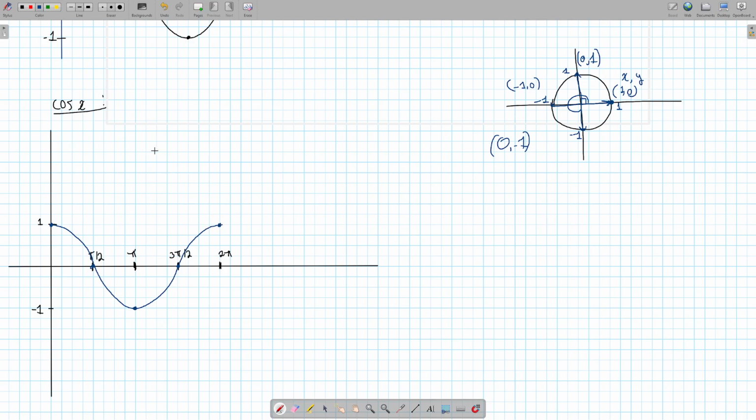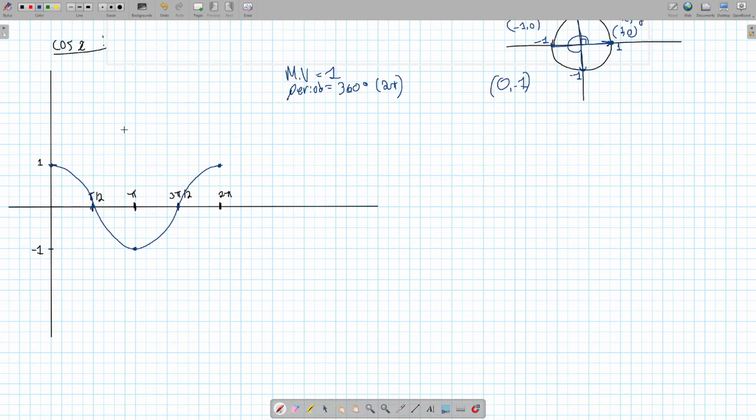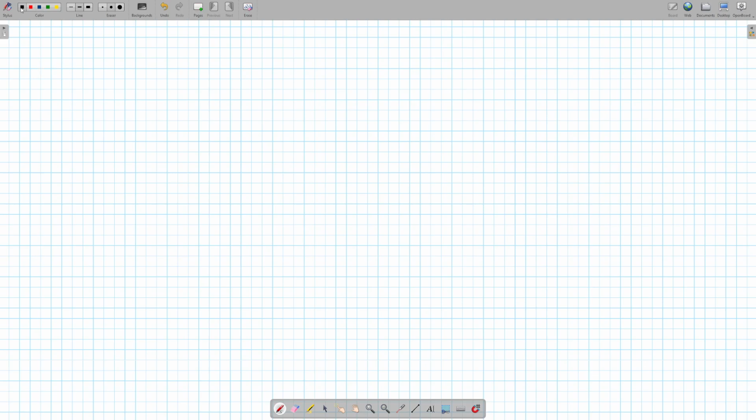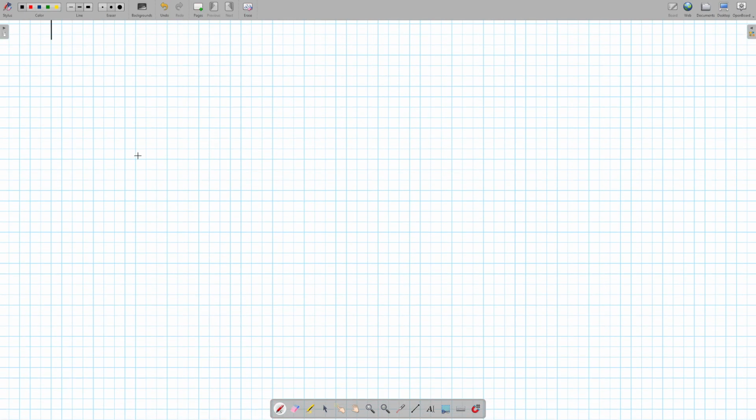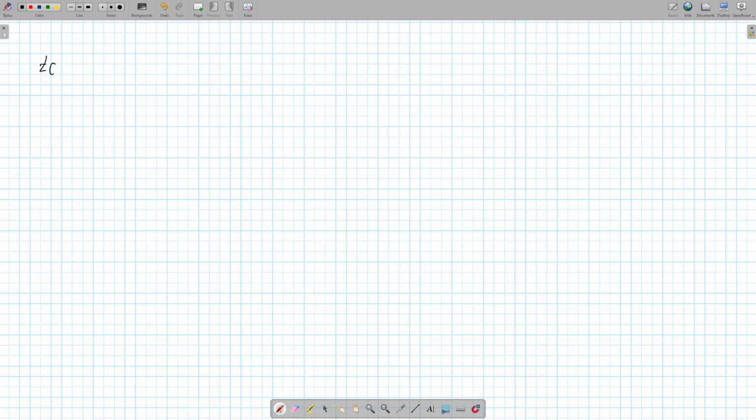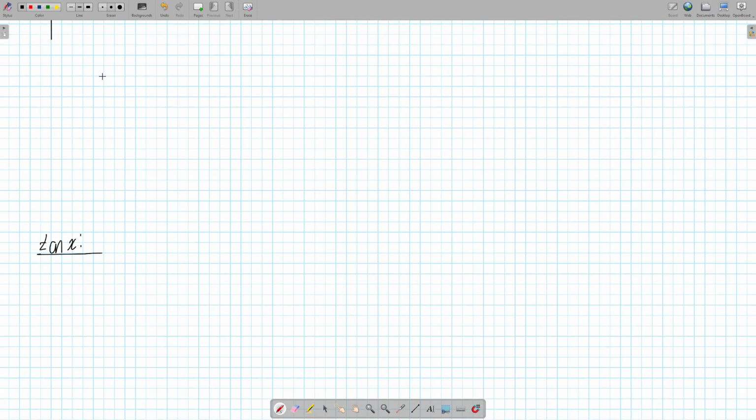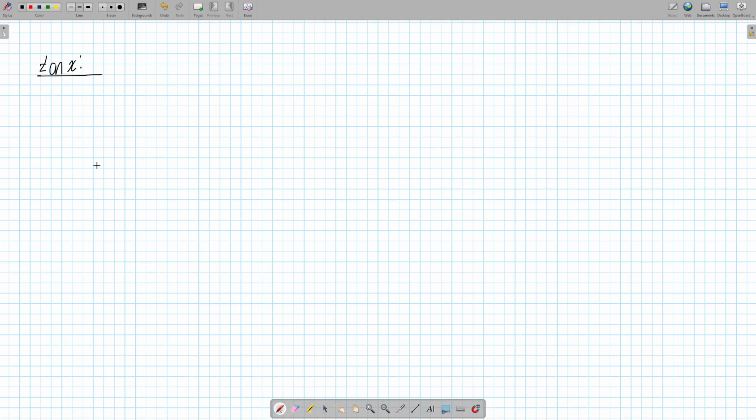What are the characteristics? The max value is equal to 1. The period is 360 degrees or 2 pi radians. Okay, we're done now with cosine. Let's go to tan x. Okay, this is just something you need to know. I'm going to come back to sine and cosine and apply transformations. Tan x looks like this.